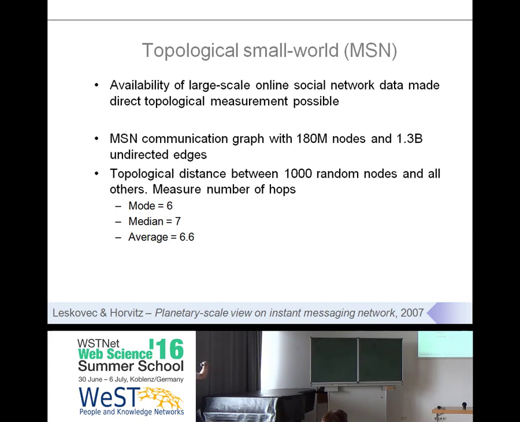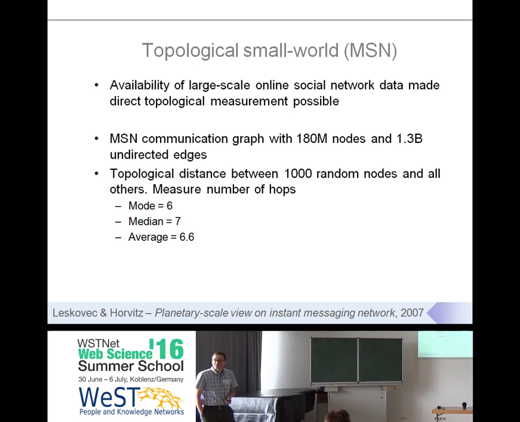And what they found was, in this huge network, the mode was 6, median was 7, average was 6.6. That's quite interesting, isn't it? It's surprisingly close to this common sense intuition that we are all 6 degrees of separation apart from each other.